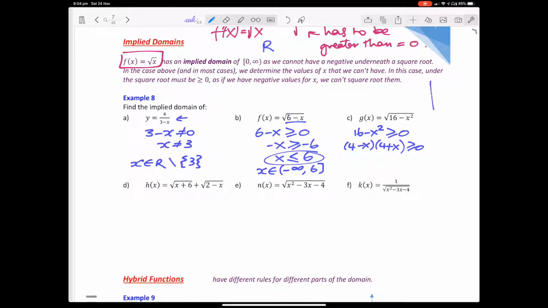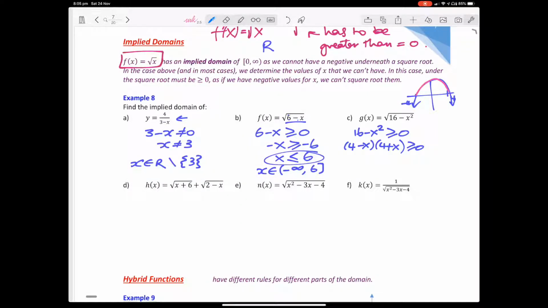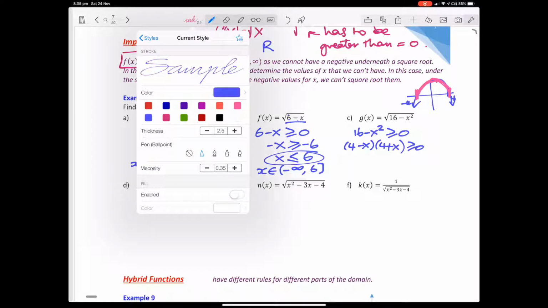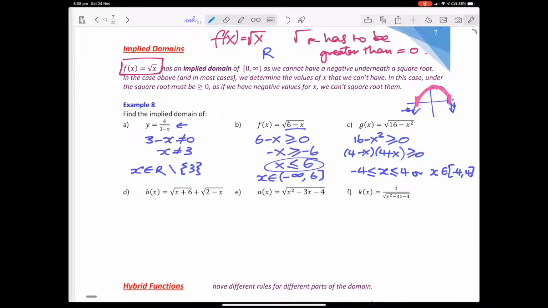Then we're going to draw a small sketch. So there's 4, there's negative 4. Because it's a negative x squared, it's upside down. And we want to know when this function is greater than or equal to 0, which you can see there, it's greater than or equal to 0 for these values from negative 4 to 4. So we say negative 4 is less than or equal to x, which is less than or equal to 4. Or you could say x is an element of square bracket negative 4 to 4.